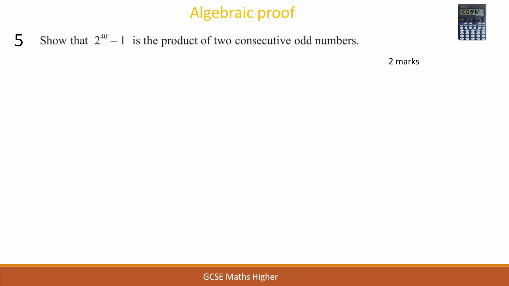This is an algebraic proof question. So you've got to show that 2 to the power of 40 minus 1 is the product, and that word product means multiply, of 2 consecutive odd numbers. Consecutive means they're in a row. So consecutive odd numbers are like the numbers 1 and 3, 5 and 7, 11 and 13. Any 2 numbers that are odd but are in a row, that's what this part here means.